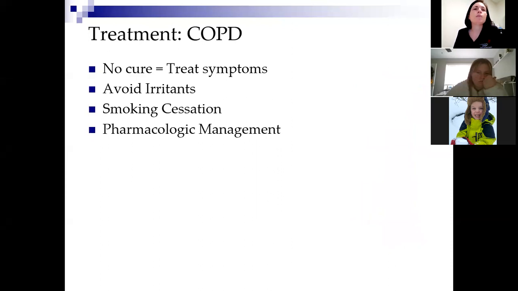So treatment for COPD, there's no cure. We just treat the symptoms, avoid the irritants. Smoking cessation obviously is a big one, and then pharmacological management.